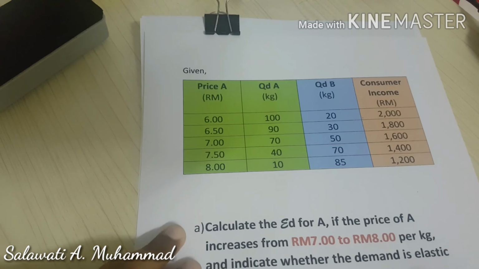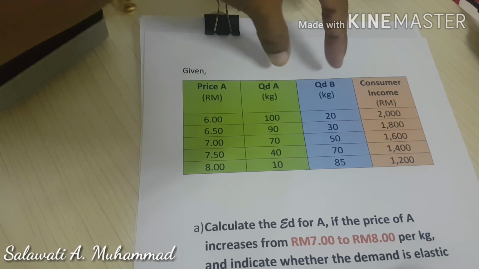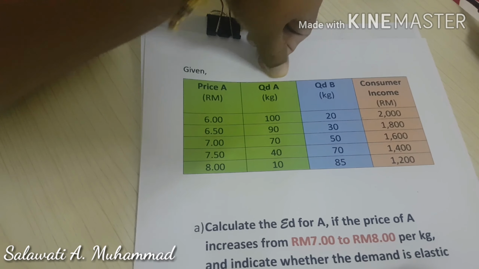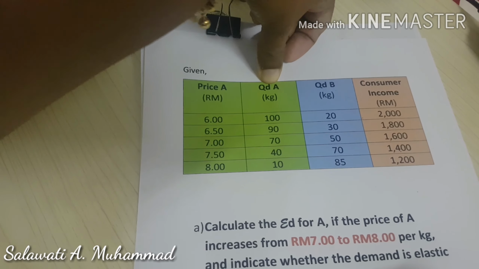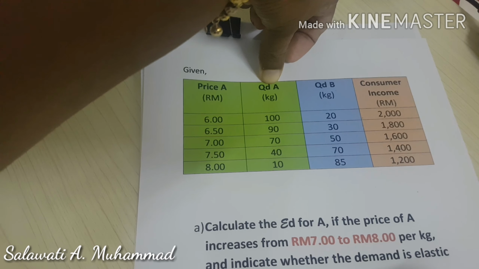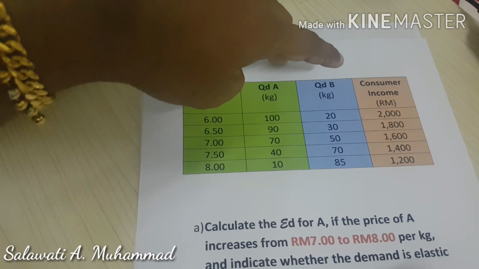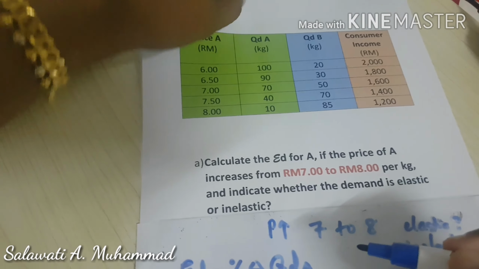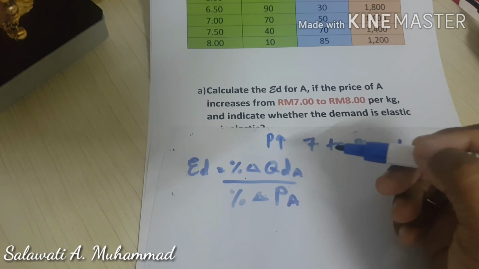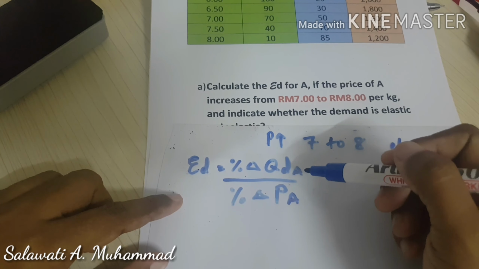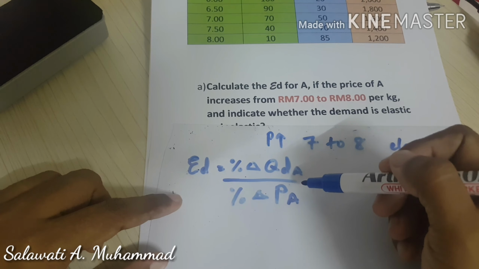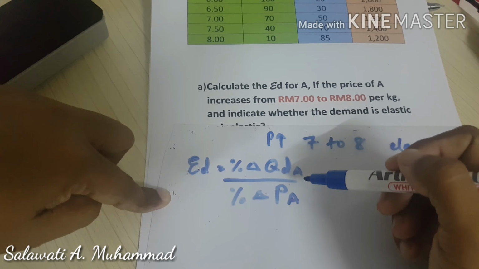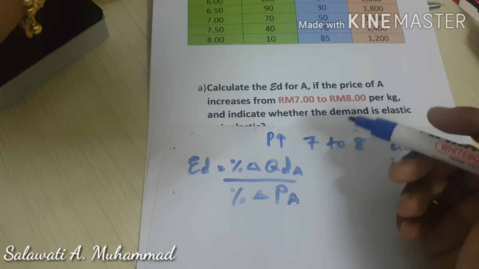Like in the table, we have price A and two products, product A and also B. Just now we choose QD for A, because it's price elasticity of demand. We cannot use product B. If we take quantity demanded for B, meaning we want to calculate cross elasticity of demand. Cross elasticity of demand must be a different product. But in this question, we need to choose the same product.